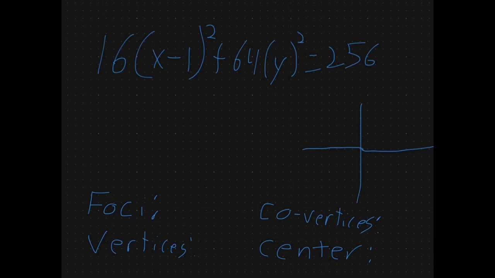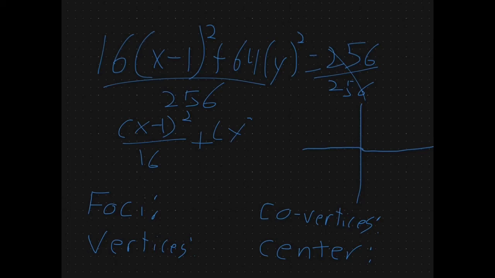Okay, time's up. So first we divide by 256 on both sides to set this equal to 1. This gets us (x minus 1) squared divided by 16 plus y squared over 4 is equal to 1. So now we can see the center is (1, 0), and we can graph it easily right here. We can also tell that this is a horizontal ellipse because the larger number, which is 16, is under (x minus 1) squared.